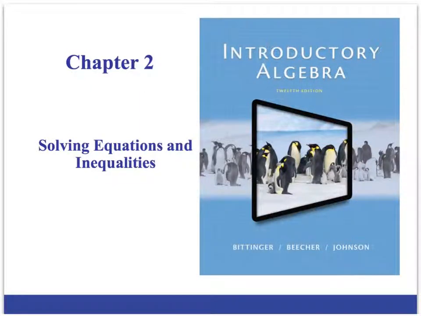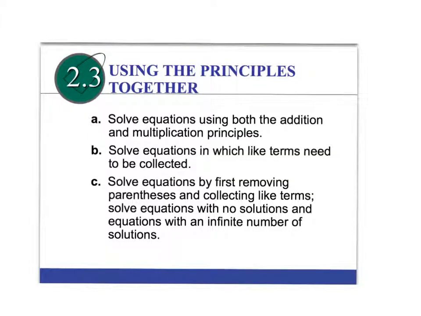We're still in Chapter 2, Section 2.3. We're going to talk about inequalities. Equations and inequalities is what we've been dealing with, but this one's going to be doing both the addition property and the multiplication property when we solve equations. We're also going to decide about like terms, collecting like terms, and we're going to talk about removing parentheses and working with equations that have an infinite number of solutions, and that's when the inequalities come in. We'll talk a little bit more about that as we go along.